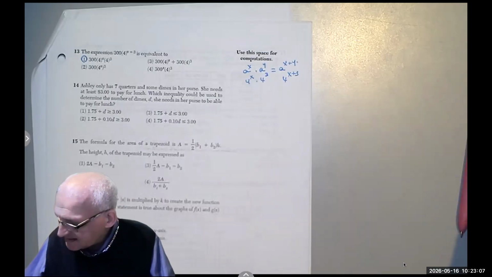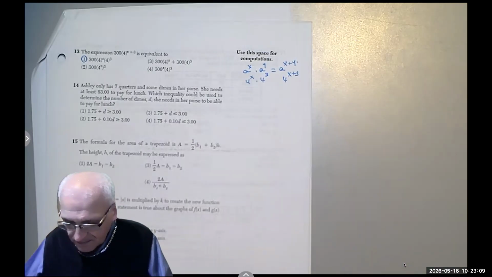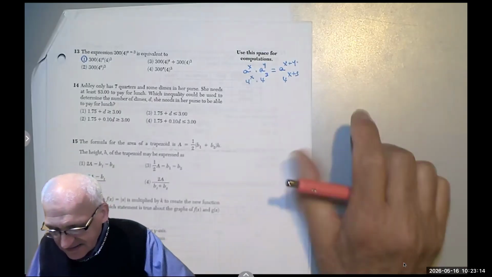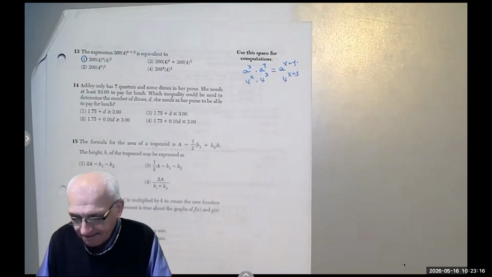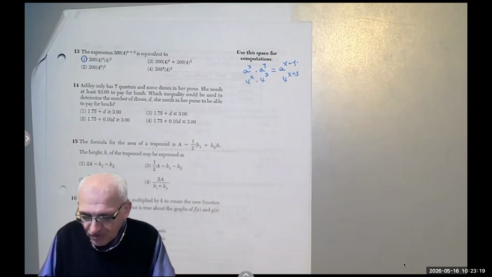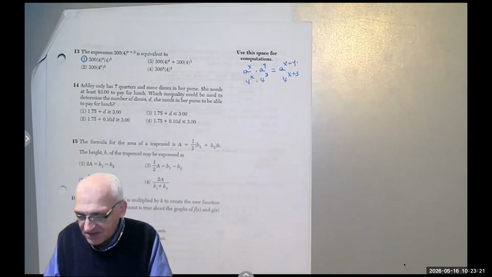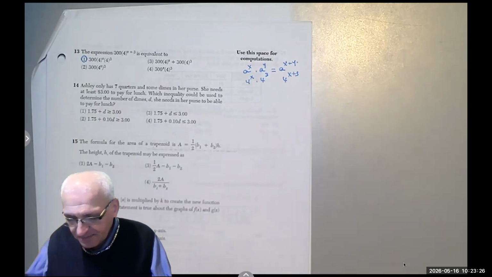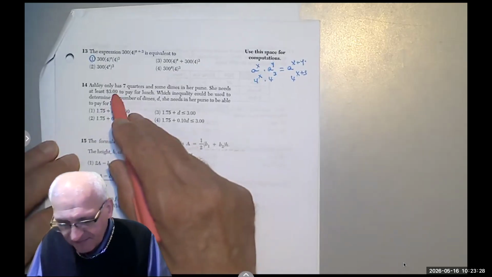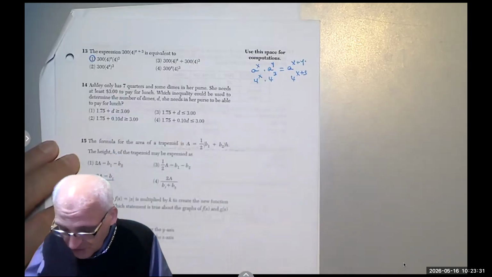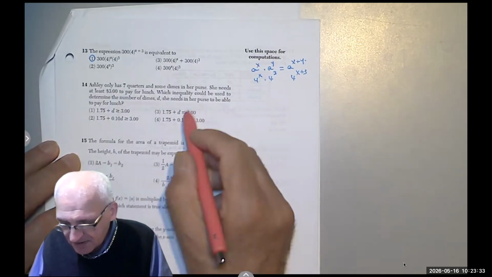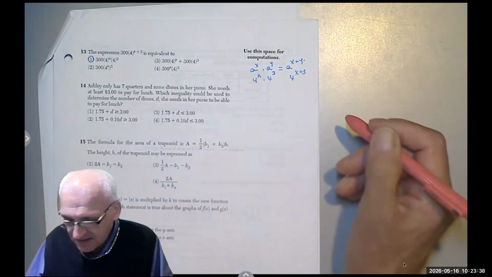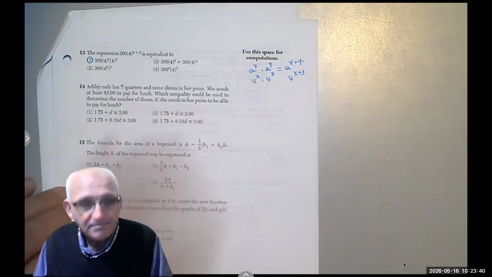Ashley only has 7 quarters and some dimes in her purse. She needs at least $3 to pay for lunch. Which inequality could be used to determine the number of dimes she needs in her purse to be able to pay for the lunch? Pay for the lunch meaning you have to have at least $3. So I can exclude the 2 on the right because it says the money she has is less than $3, which doesn't make sense. But which one of them?